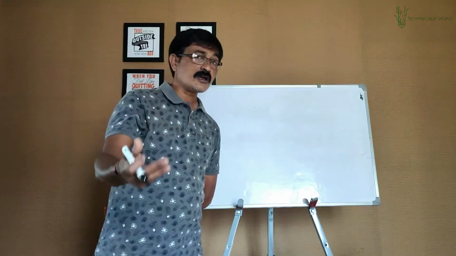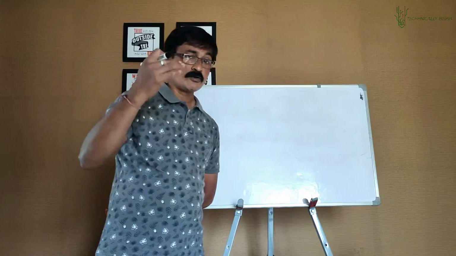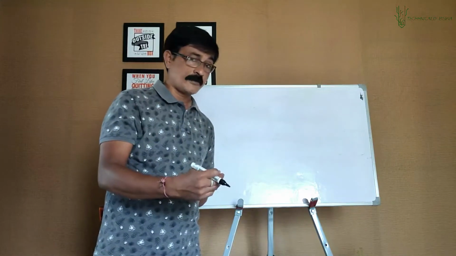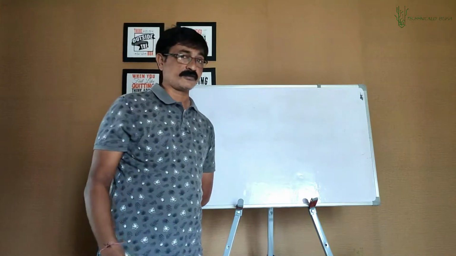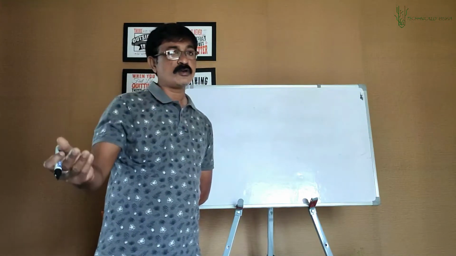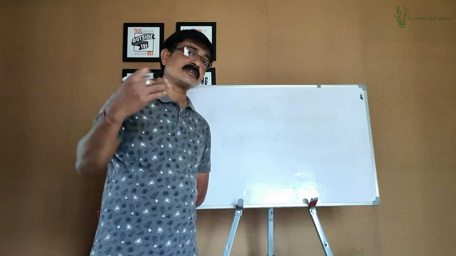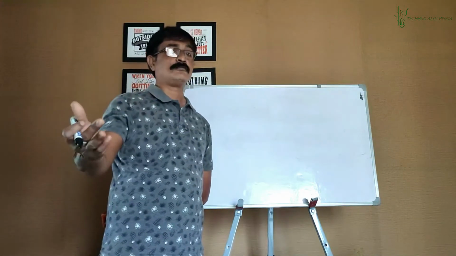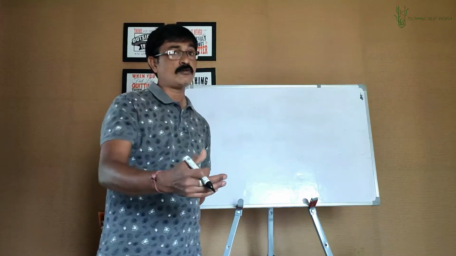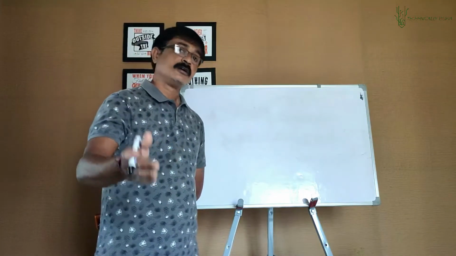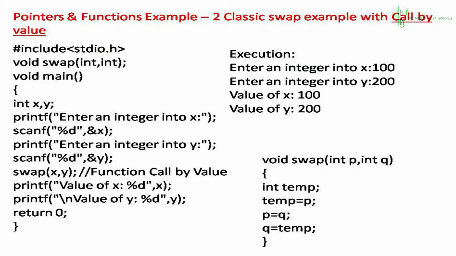Alright. So let's now look at a program, in fact we will look at two examples. One using call by value, another using call by reference. Both the examples are based on the same concept, that is swapping the value of two variables. But in one we are using call by value, in the other we are using call by reference. Have a look at it. The first one. This is call by value for you.